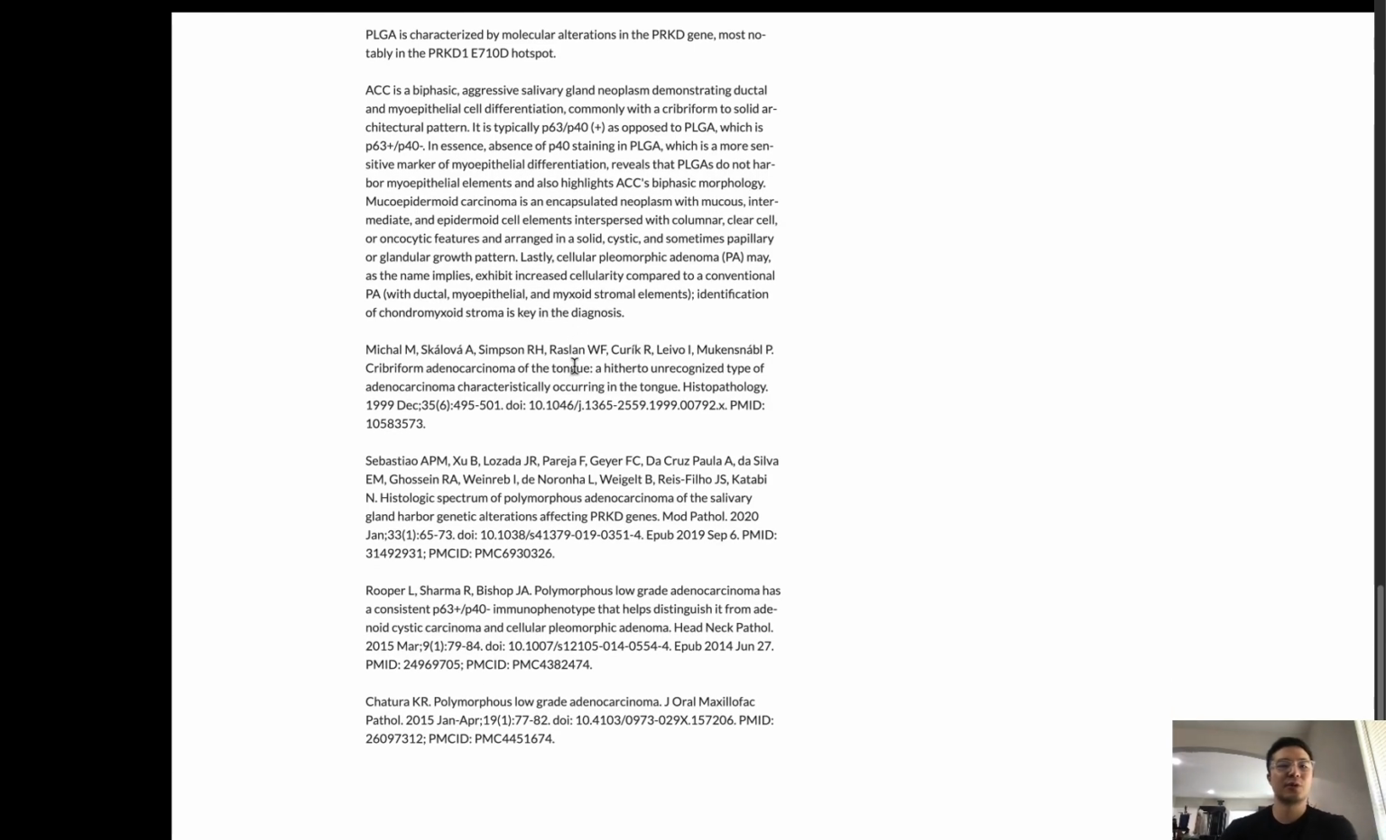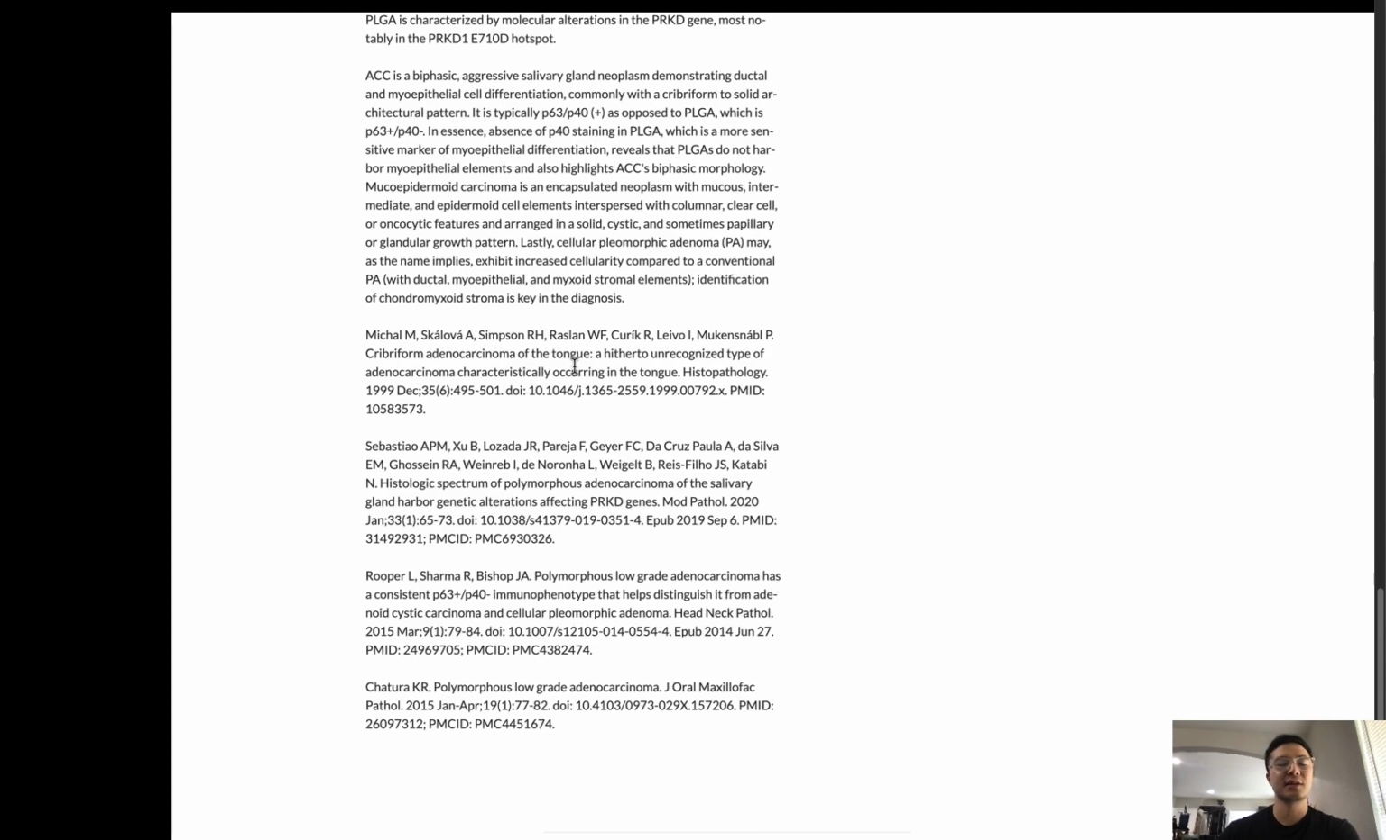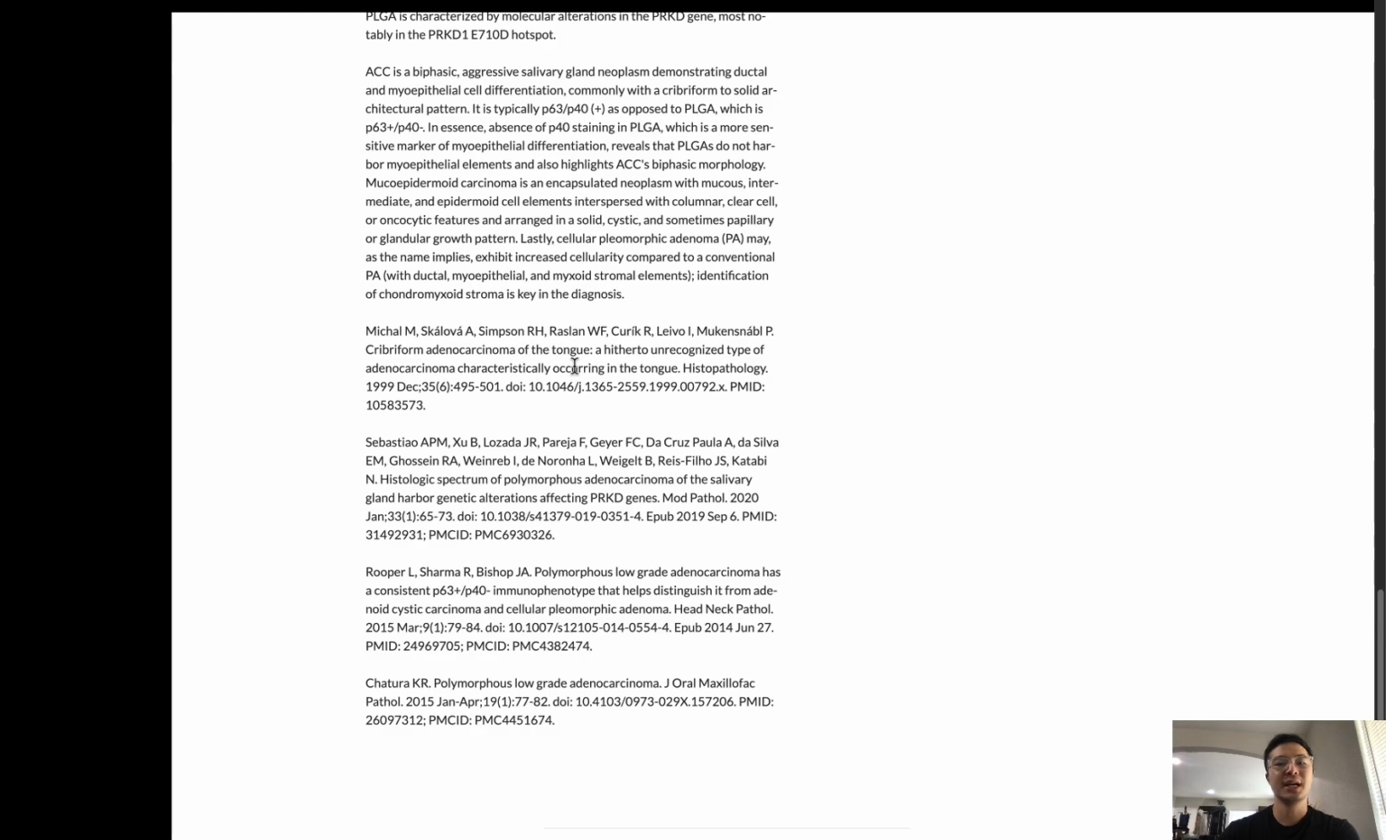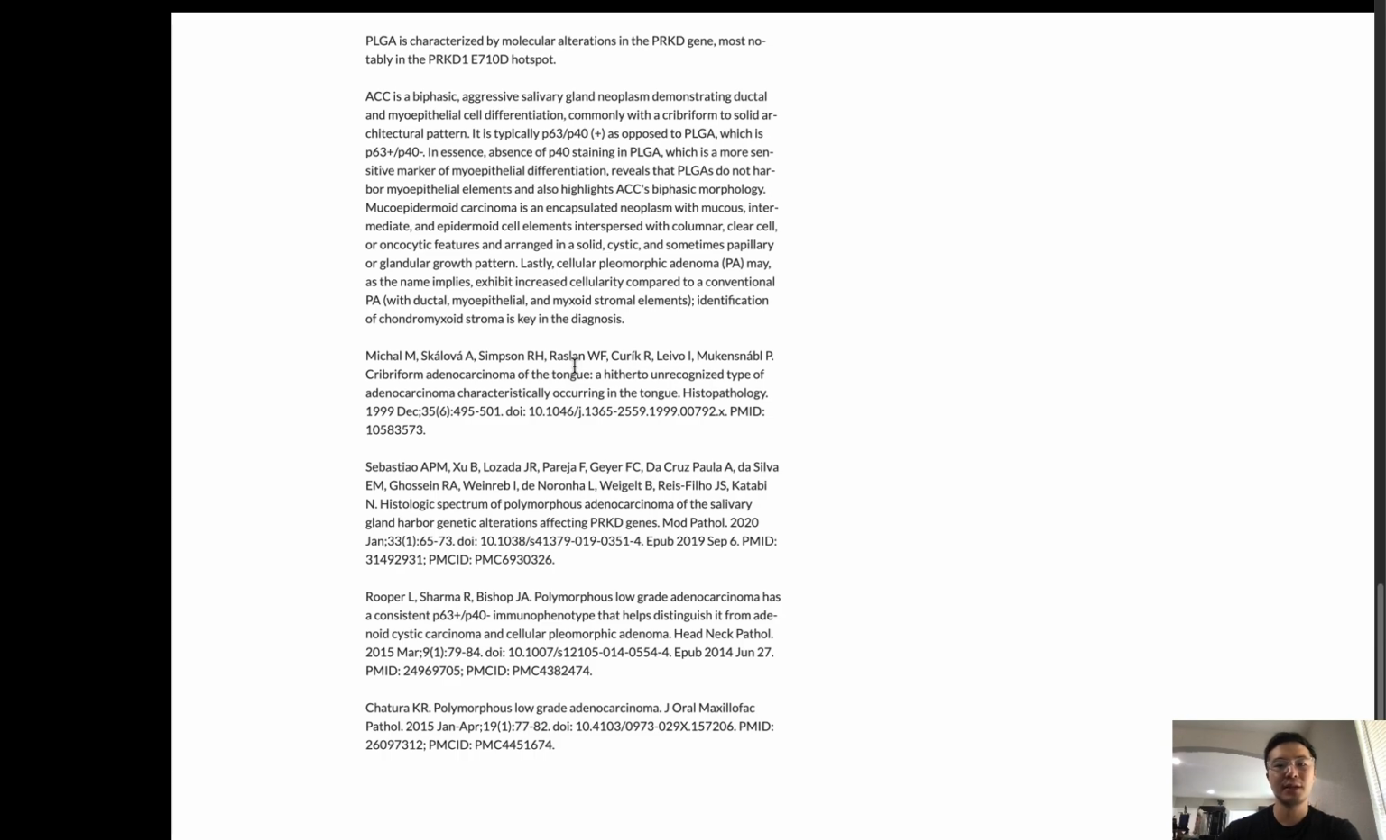Adenoid cystic carcinoma is a biphasic aggressive salivary gland neoplasm demonstrating ductal and myoepithelial cell differentiation, commonly with a cribriform to solid architectural pattern. It is typically P63, P40 positive, as opposed to polymorphous low-grade adenocarcinoma, which is P63 positive, P40 negative. In essence, absence of P40 staining in PLGA, which is a more sensitive marker of myoepithelial differentiation, reveals that PLGAs do not harbor myoepithelial elements and also highlights adenoid cystic carcinoma's biphasic morphology.